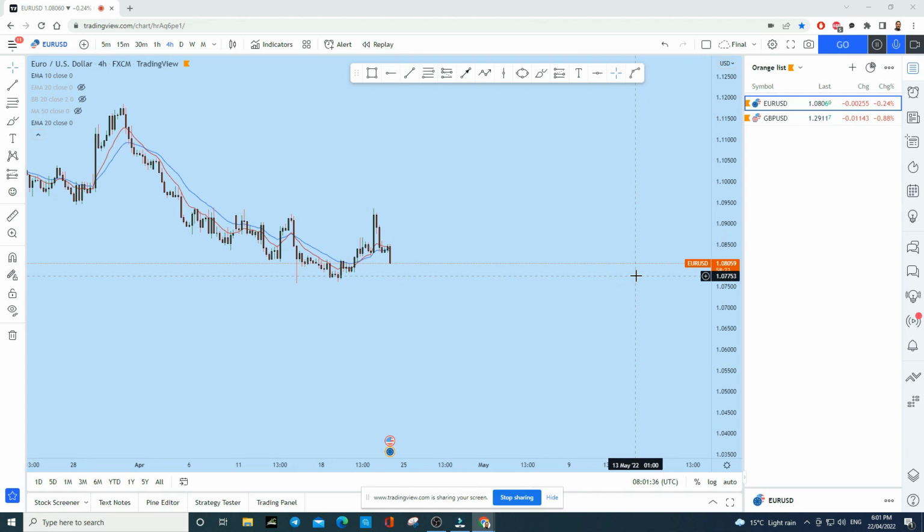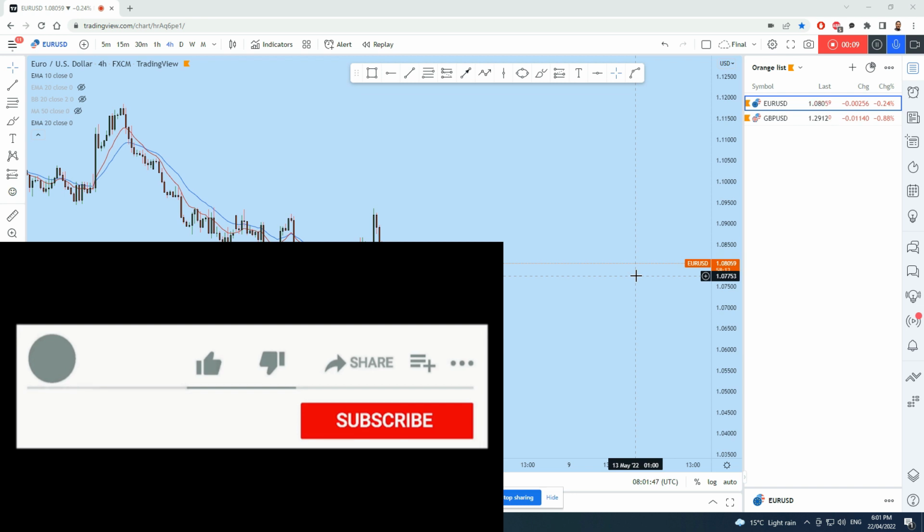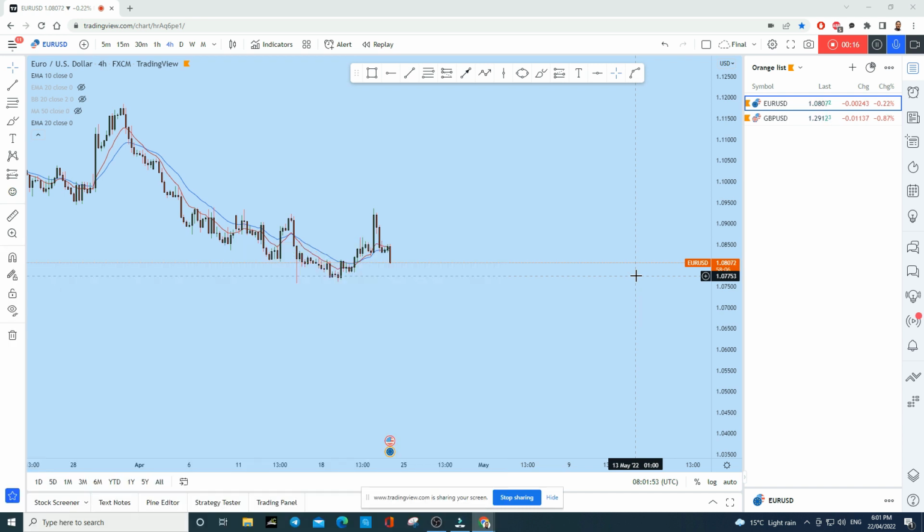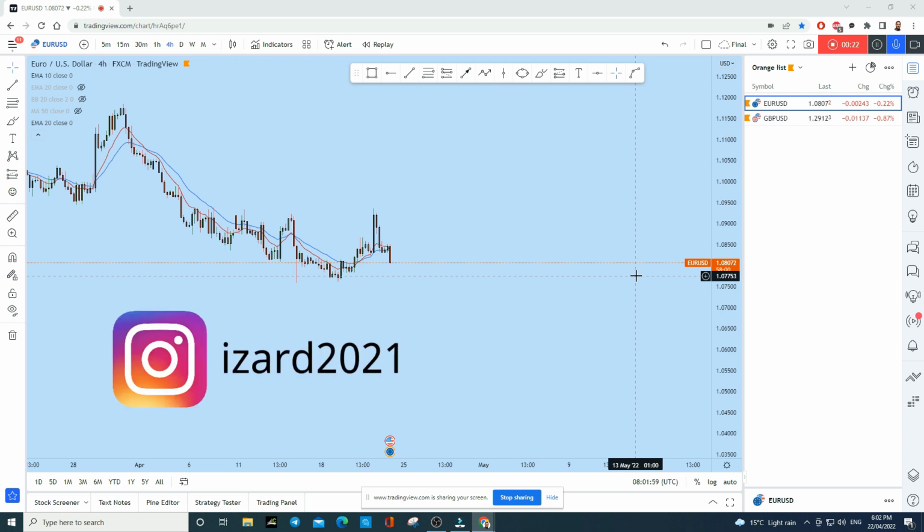What's up, traders? So let's do a complete multi-time frame analysis of EUR/USD and GBP/USD. Let's find out what kind of trading opportunity we have in both of these instruments. We'll do EUR/USD first and then we'll jump on to GBP/USD to see what trading opportunity you have. So make sure you stick till the end of this video so that you know how we can find a trading opportunity in both of them.